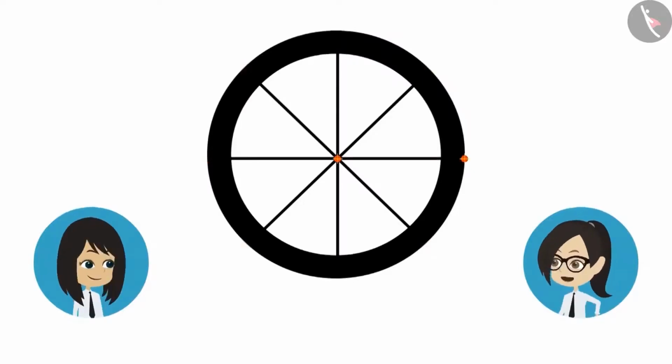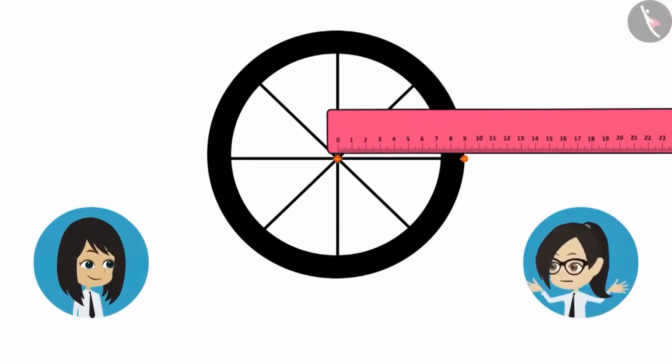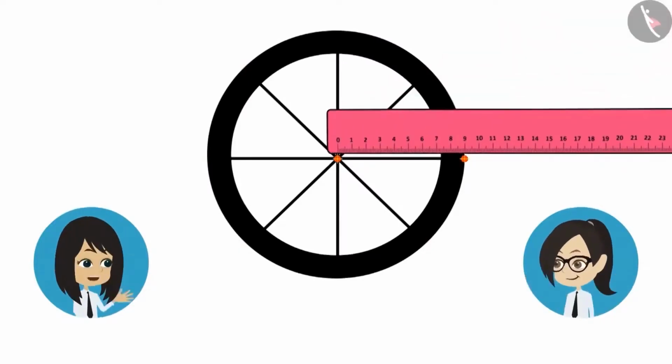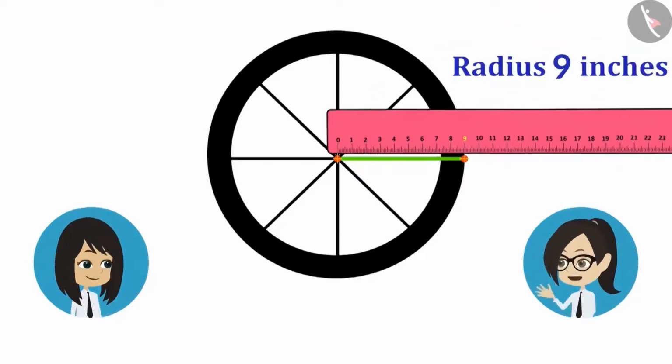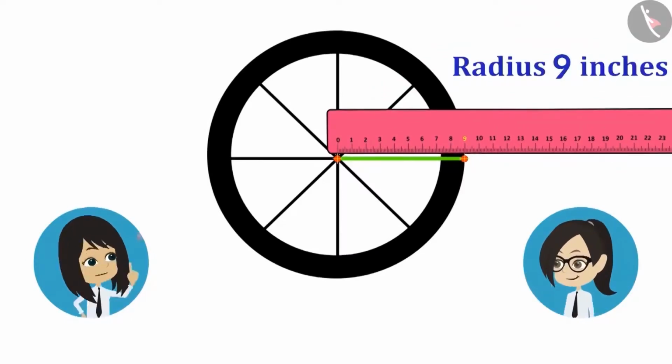Okay, now let's measure the distance between these 2 points using a scale. Radius of the wheel of bicycle is 9 inches. Let's now measure its diameter as well. Hey, why do we need to measure it? We can find it only by measuring the radius.